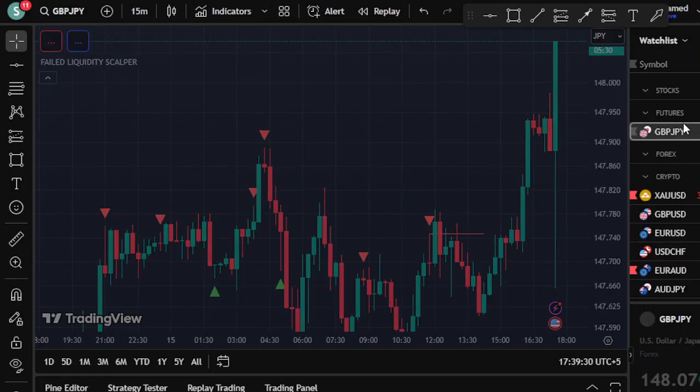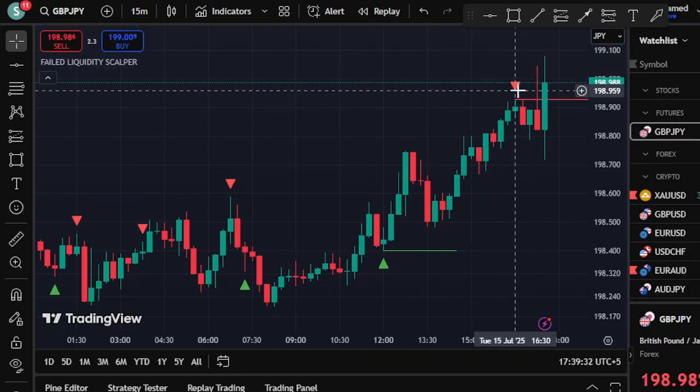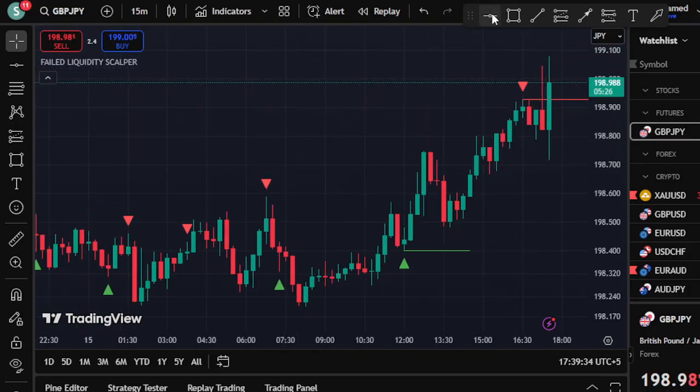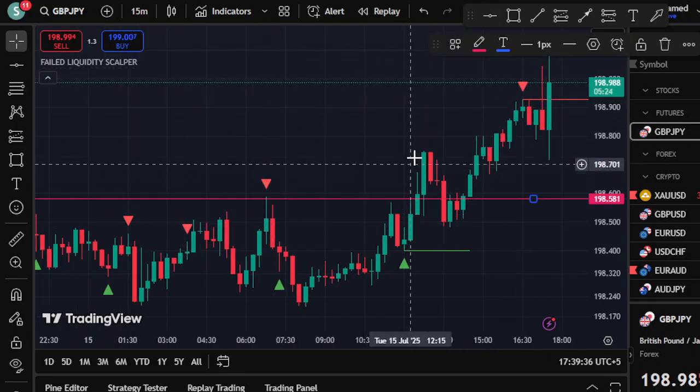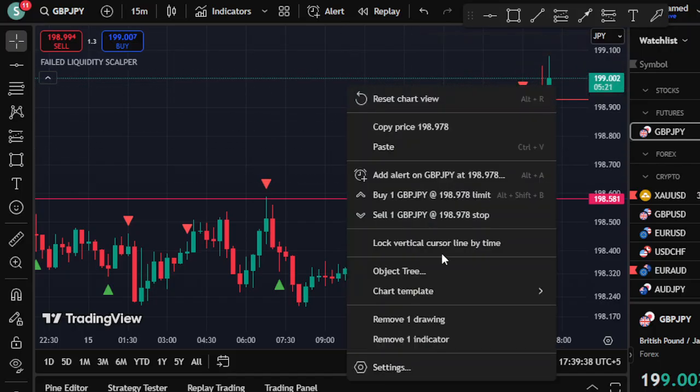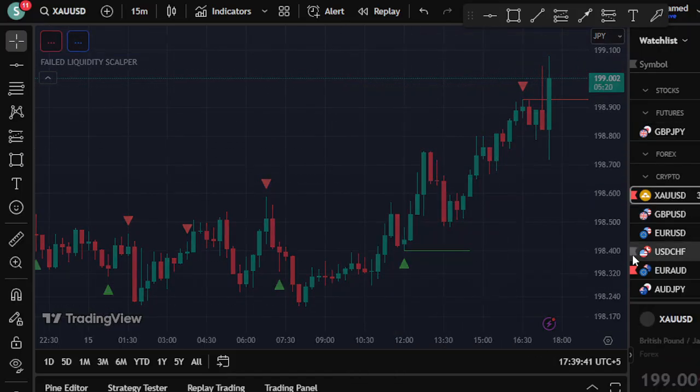Like for example, I'm going to 15 minute. You can see on 15 minute it's breaking the high, so it might be bullish. And look at this one, it breaks the high, then you can see simply it went into the upward side. Let's have a look on gold.